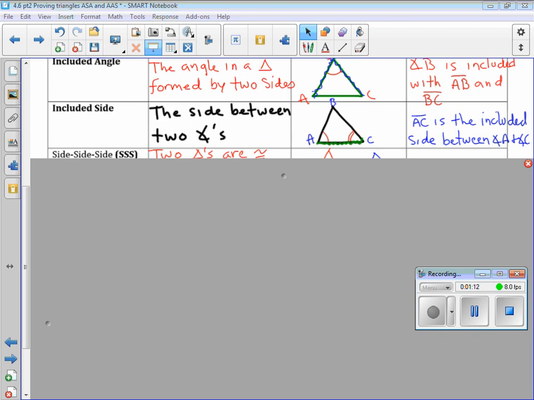So take a look at my triangle ABC. You'll see that I have two angles marked. Angle A and angle C are marked, and the included side that goes with those two angles is the segment AC. So hopefully that's clear, as I don't know any simpler way of putting that, but that is what it is.